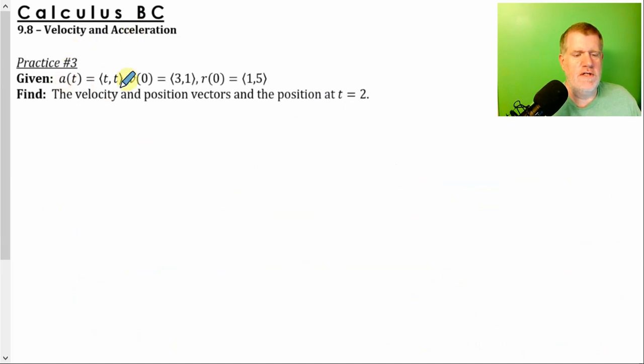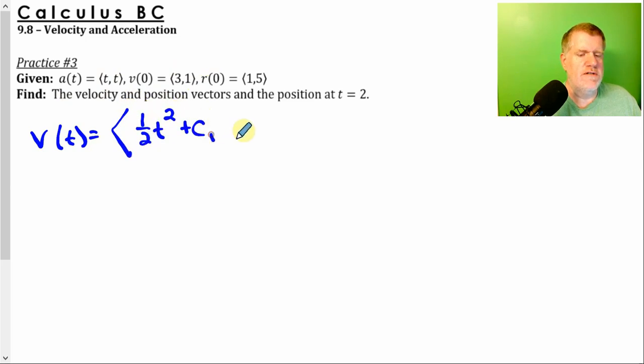If I'm given the acceleration, and I'm given values for the velocity at 0 and the position at 0, what are my functions? And what's the position at 2? Okay, so I know if I was given acceleration, velocity has to be the antiderivative. So this would be 1/2 t squared plus some constant, and 1/2 t squared plus some other constant.